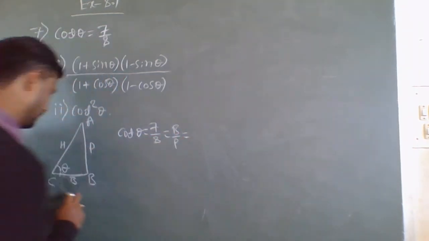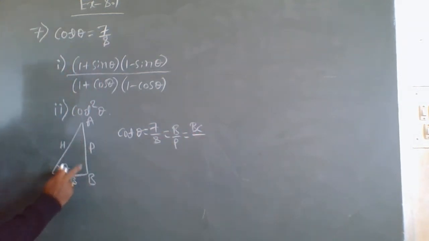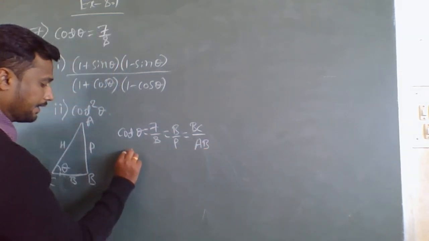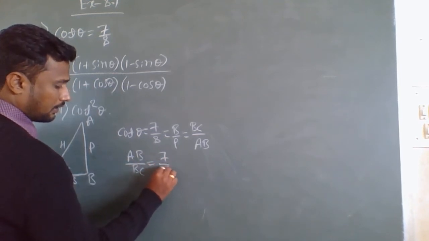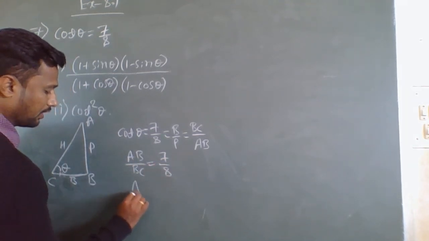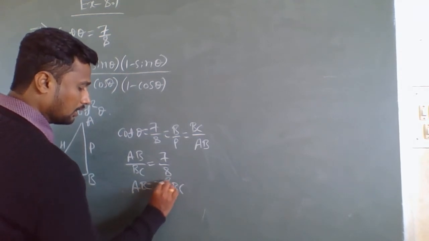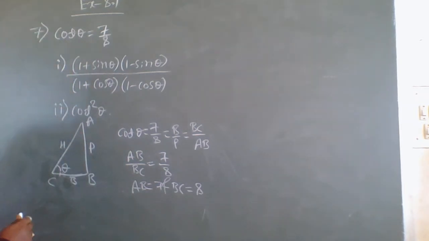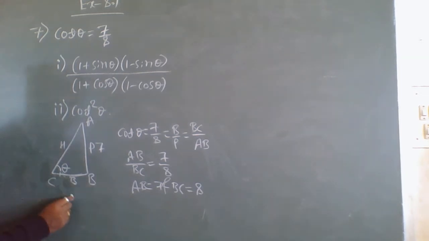So what is base here? BC, by perpendicular is AB. So we can write AB by BC equals 7 by 8. Therefore, length of AB is 7 centimeters and length of BC is 8 centimeters.